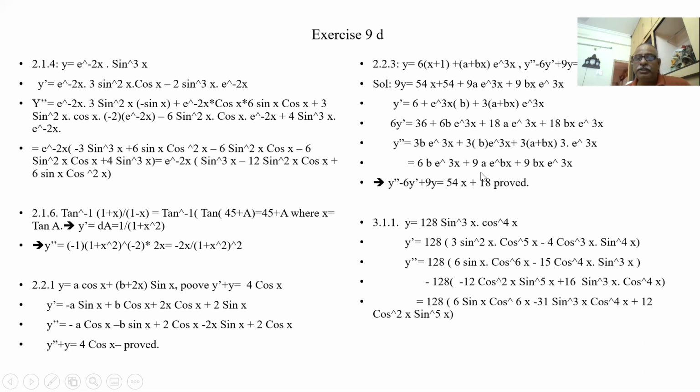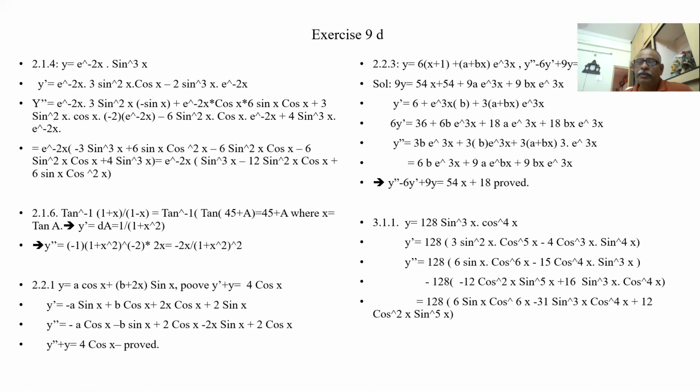So let us see this problem. y is given as (a + bx)e^(3x), and we have to prove that y'' - 6y' + 9y = 0 (as given in the problem). So first let us write what is 9y. So this is 9y.